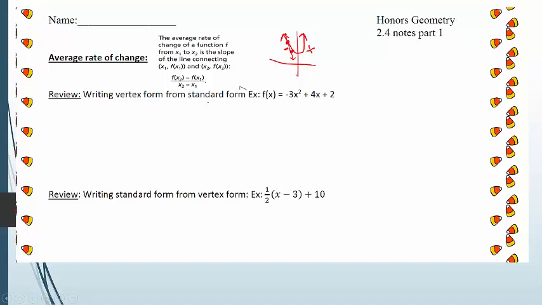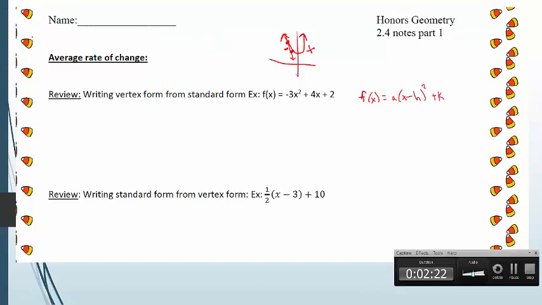All right, so we're going to review here writing vertex form from standard form. If you recall, vertex form looks like this: f of x equals a times (x minus h) squared plus k. Your job is to fill in a, which is given to you when something's in standard form. In this case, a is -3. Your job is also to figure out what h is.